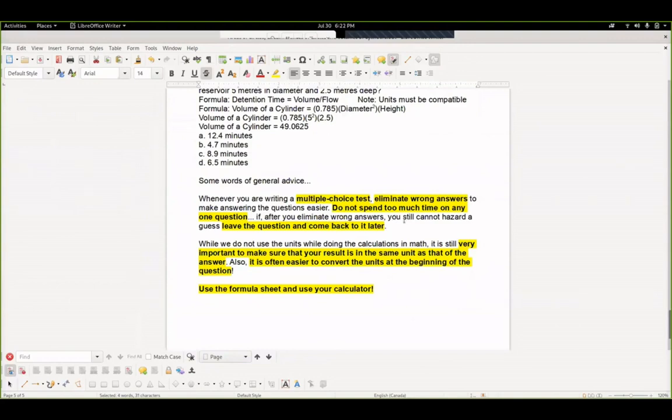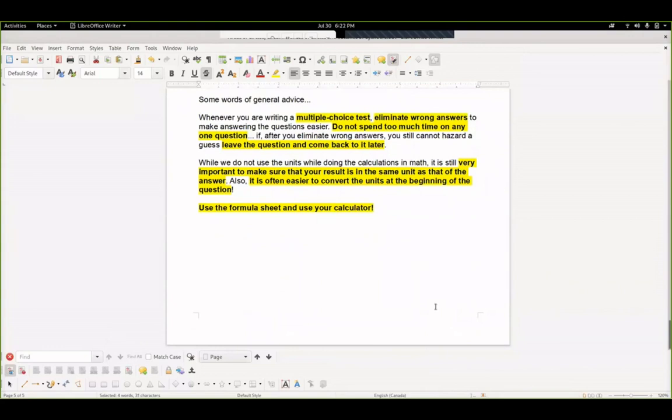Do not spend too much time on any one question. If after you eliminate wrong answers, you still cannot hazard a guess, leave the question and come back to it later. While we do not use the units while doing the calculations in math, it is still very important. And with these circle questions, that's where we really ran into the problems with the units and making sure that they're the same. So it's very important to make sure that your result is in the same unit as that of the answer. Also, it is often easier to convert the units at the beginning of the question. Use the formula sheet, use your calculator if you're getting any exams, like certification exams.